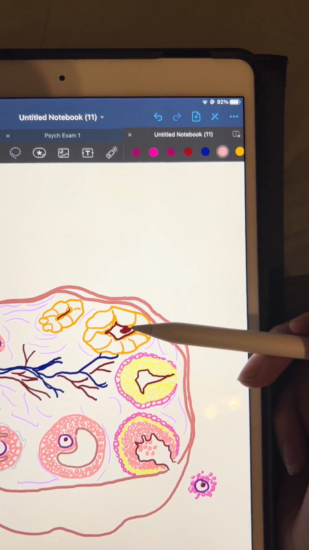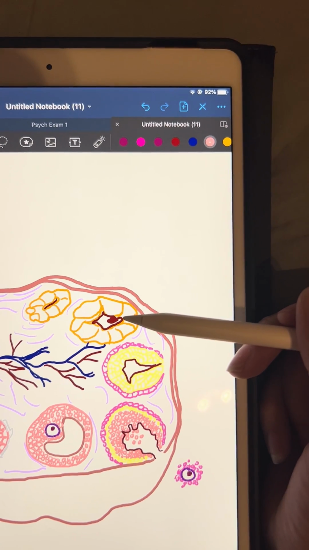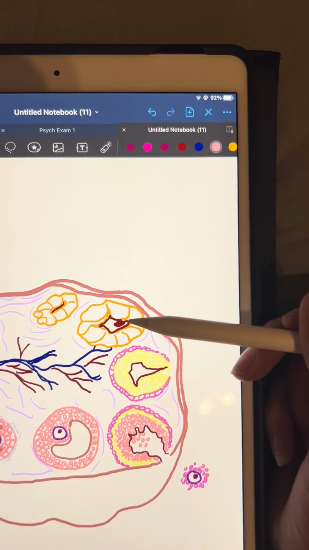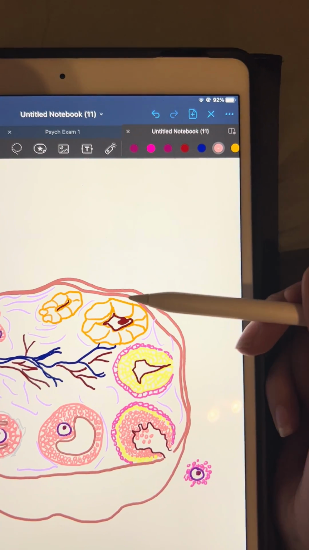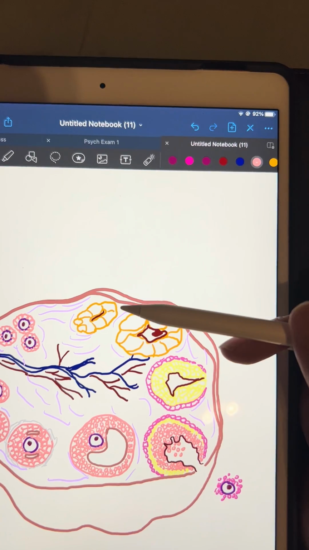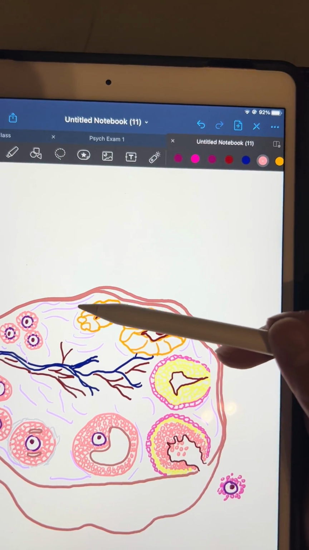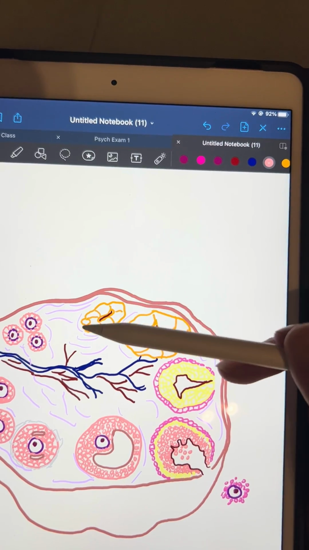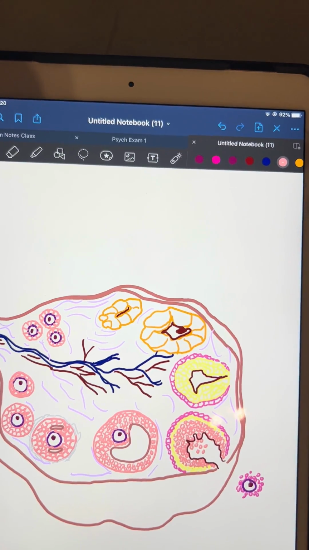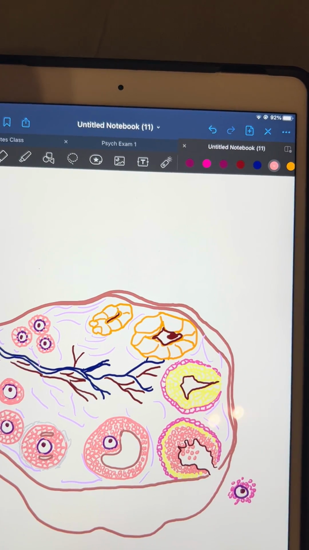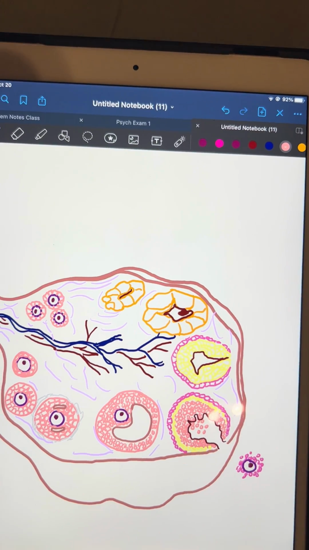The corpus luteum will secrete estrogens and progesterone, which will tell the uterus to prepare for implantation of an embryo. If there is no implantation, then that corpus luteum will eventually die after about 2 weeks, and it will become a scar called the corpus albicans. And that corpus albicans will stay in the ovary for many months, and then it'll shrink until it is finally phagocytized. And those are the stages.